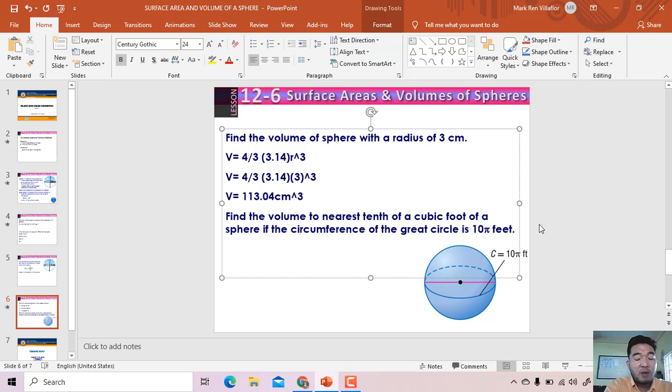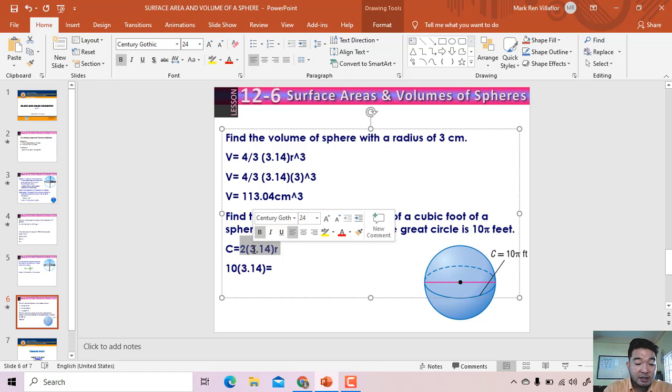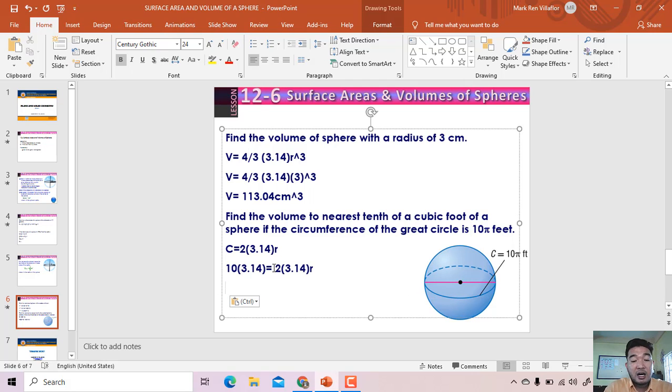So by the way, what is the formula in finding the circumference of the circle? Circumference is equal to 2 pi r, or that's 2 times 3.14 times the radius. Given the circumference, we substitute the value. So you have 10 times 3.14 is equal to 2 times 3.14 r. We just replaced C. And then we solve for r.